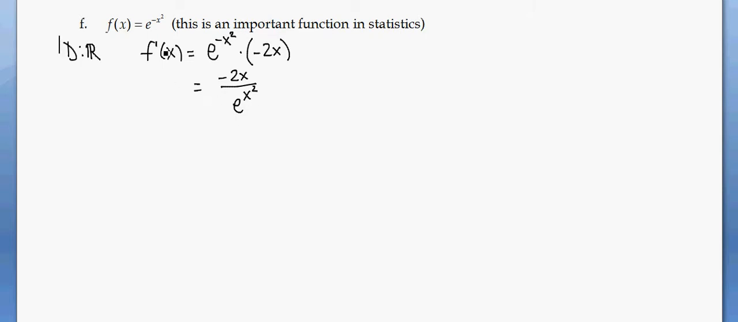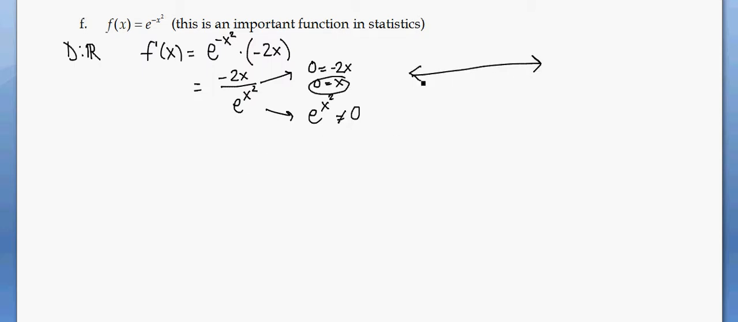So we want to know where f prime is either 0 or undefined. f prime will be 0 when the numerator is equal to 0. So that's going to happen when x is equal to 0. And the derivative will be undefined actually never, because we're looking for wherever e to the x squared is equal to 0, but that never happens. So we only have one critical point showing up here.